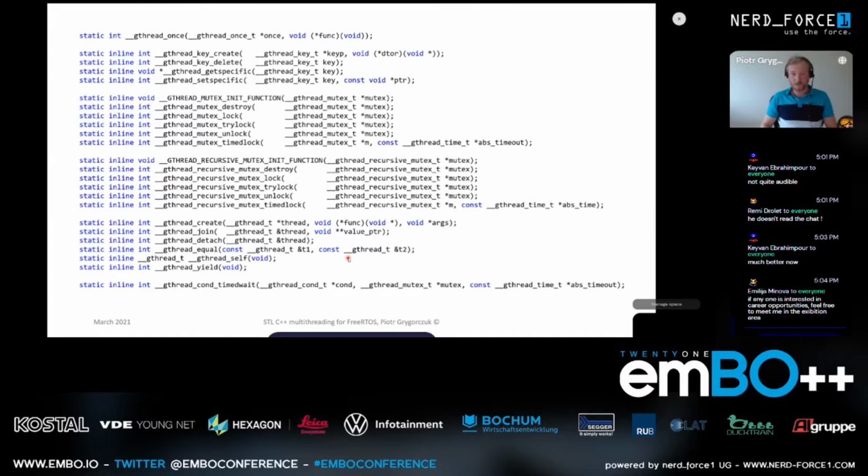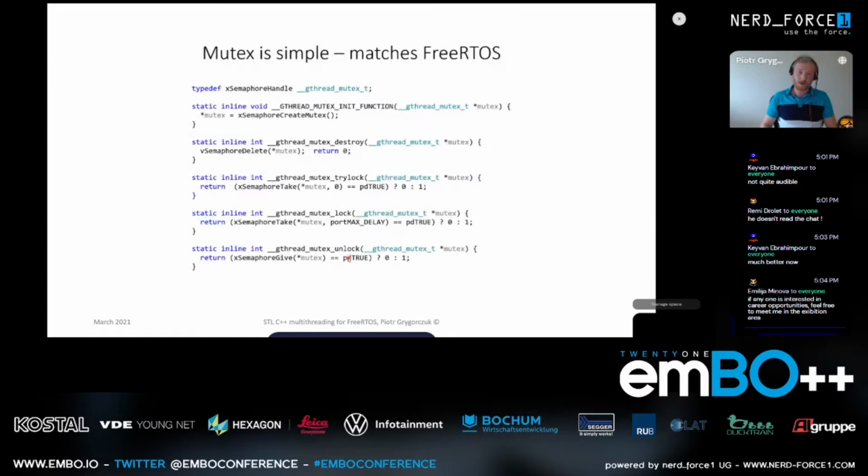Next thing is how to implement it. I start with mutex because it's the simplest part. Again, that's the type. We have functions, and those functions are called from inside of the STL, and they just do the translation to, in this case, FreeRTOS, but basically if you want to implement a different system, that's the merging point. You have to make the calls to your OS. Just to point out that the mutex lock is using infinite time.